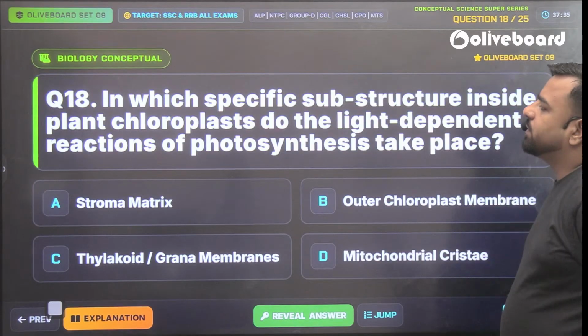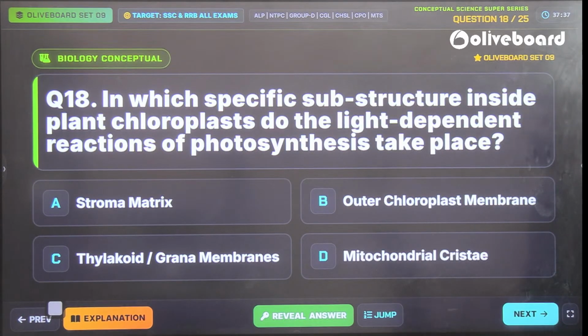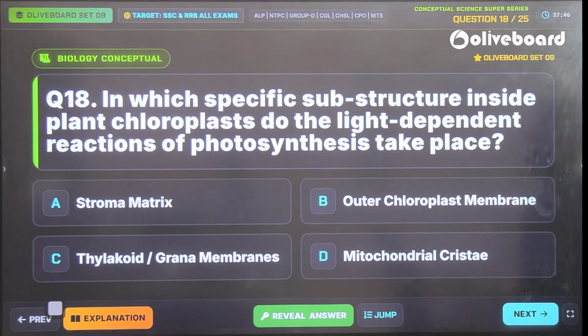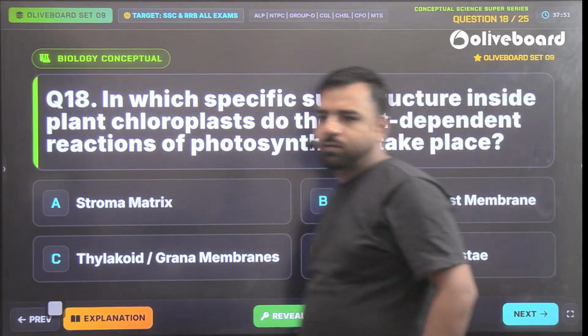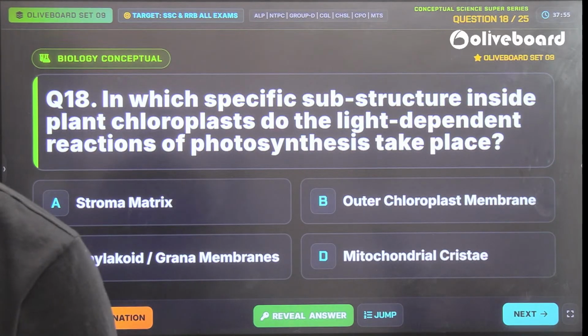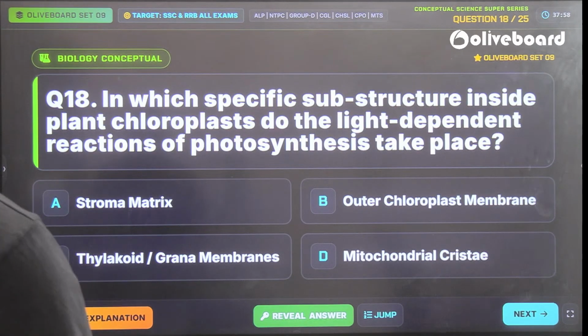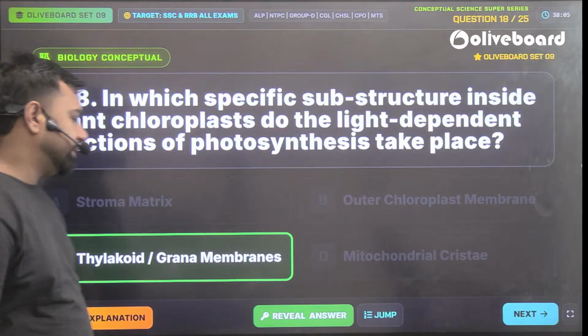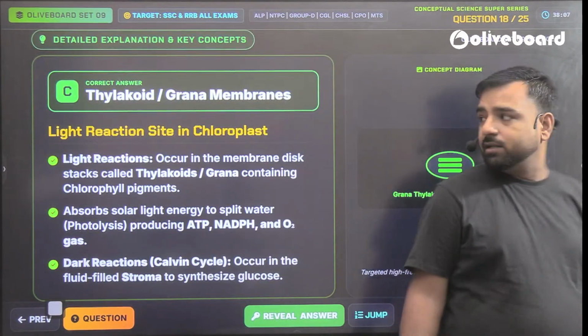Next, in which specific substructure inside the plant chloroplast do the light dependent reactions of photosynthesis take place? Is it stroma, thylakoid, outer chloroplast membrane, or mitochondrial cristae? So you have four options. What should be the correct answer? Harry, you were correct with A. Utkarsh is going with C. Okay, fine. Here the correct answer will be thylakoid disc, that is option number C.